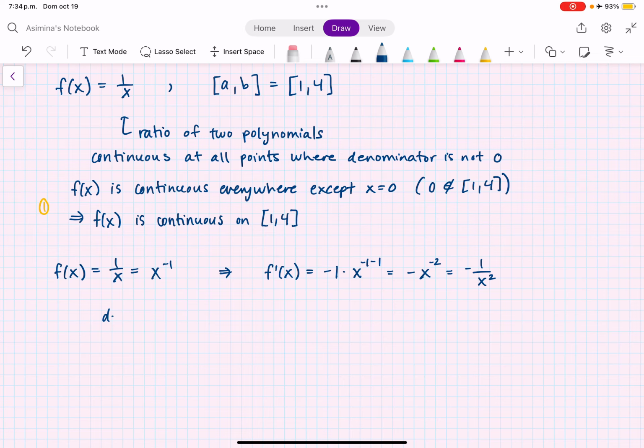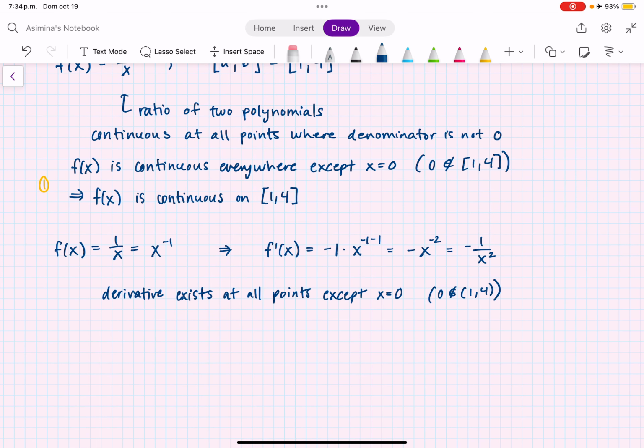The derivative exists at all points except x equals 0. Now, what does that tell me about where this function is differentiable? That means that it's differentiable everywhere except for x equals 0. Now, is that an issue? Well, 0 is not in the open interval 1, 4, so that's not an issue.